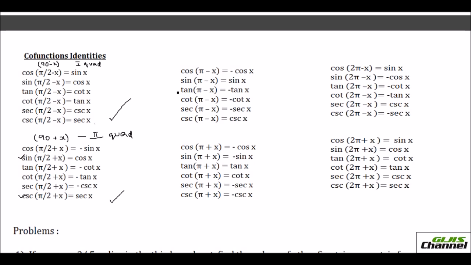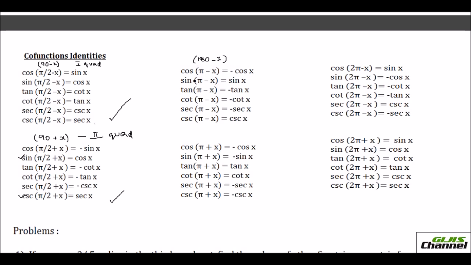Now here it is pi. Pi is 180. It is 180 minus x. So I said when it is 180 and 0 and 360, it is going to be the same. You don't change the ratios.